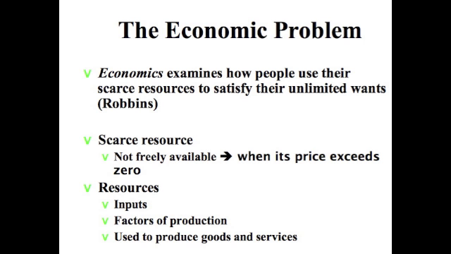Economics is the social science, the social study, which examines how people use their scarce resources to satisfy their unlimited wants. Very famous definition. So, what are the implications of this definition? Well, first of all, one implication is that the resources that we have available to us are always scarce. Scarce means that there simply isn't an unlimited quantity.